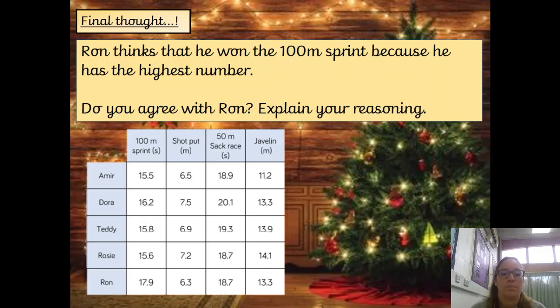If you agree with Ron, he's not actually right. So we disagree with Ron because it took Ron 17.9 seconds to complete the 100 metre sprint. But it only took Amir 15.5 seconds. So actually, Amir won because his race took less time. He finished the most quickly. He's the quickest in the group of children.